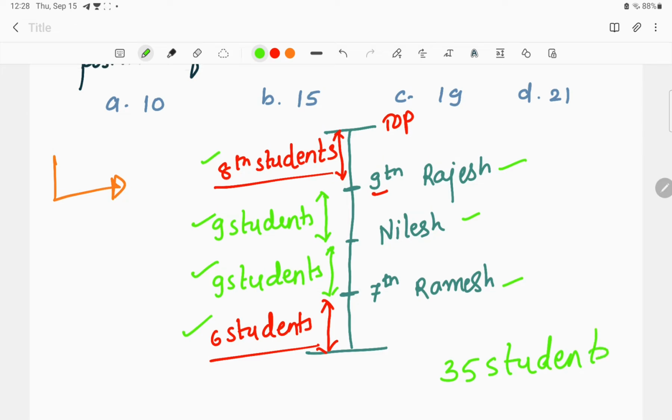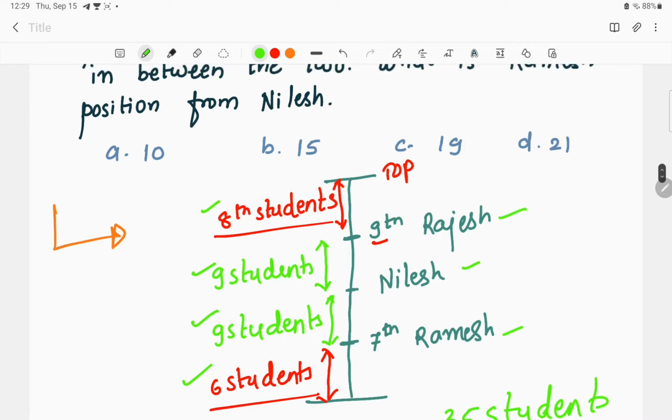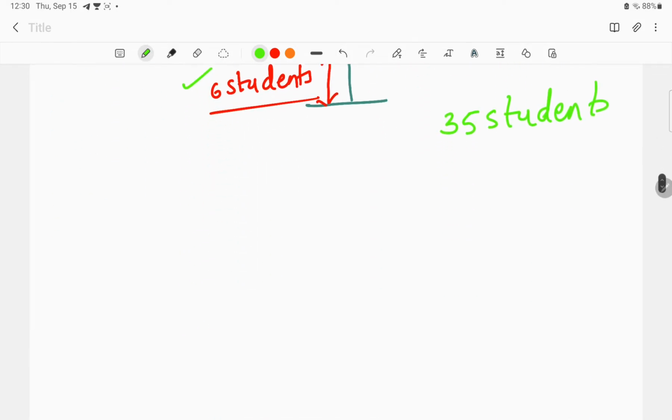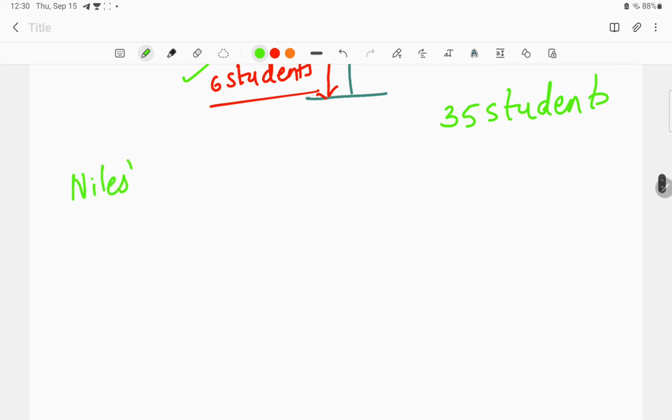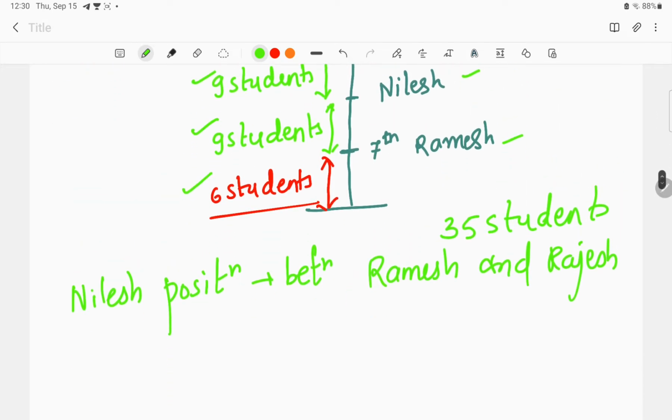Now what we have to calculate over here is Ramesh's position with respect to Nilesh. Hence, to find the position, Nilesh's position, it is between whom? It is between Ramesh and Rajesh, right? As we know, Nilesh is placed between Ramesh and Rajesh. What we can do is 19, that is 9 students plus 9 and including 1, that is Nilesh, okay? 1 divided by 2.